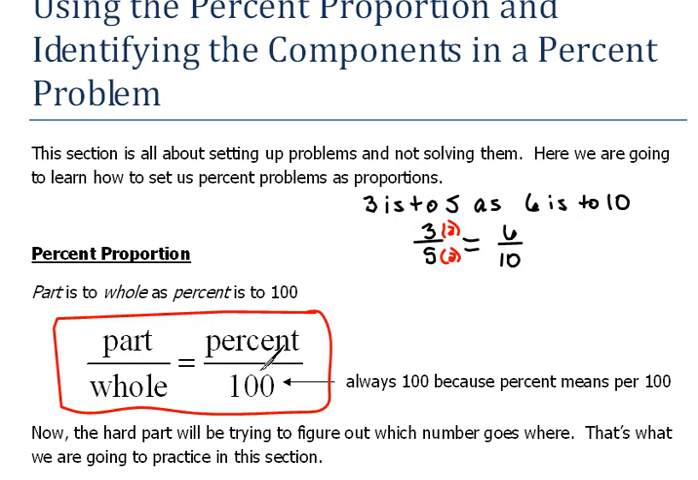Now, on the bottom here we always have a 100 because remember, percent means per 100. When we're dealing with a percent, 100% is all of it. So if we were dealing with 60%, that'd be the same thing as saying 60 out of 100. So our percent we're going to write on top of 100. And again, that would be equivalent to saying a portion of the whole amount, or a part compared to the whole.